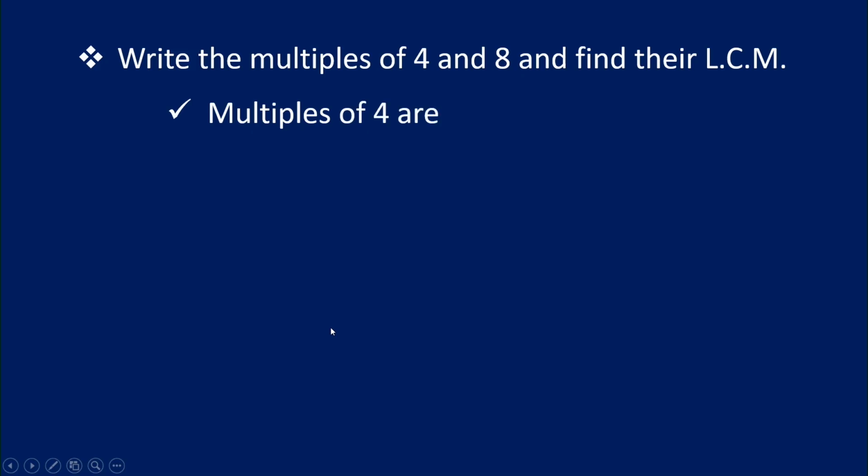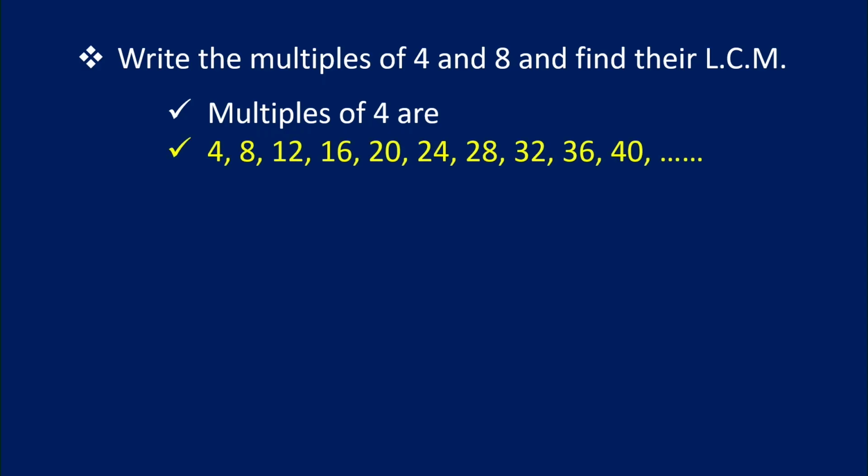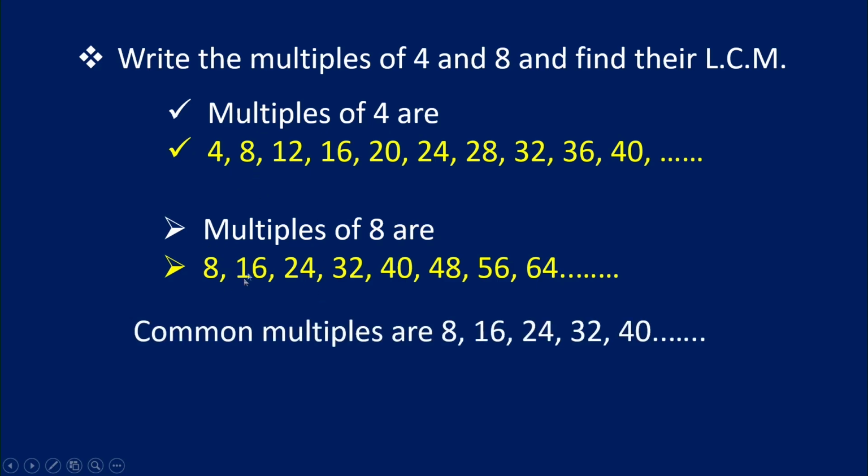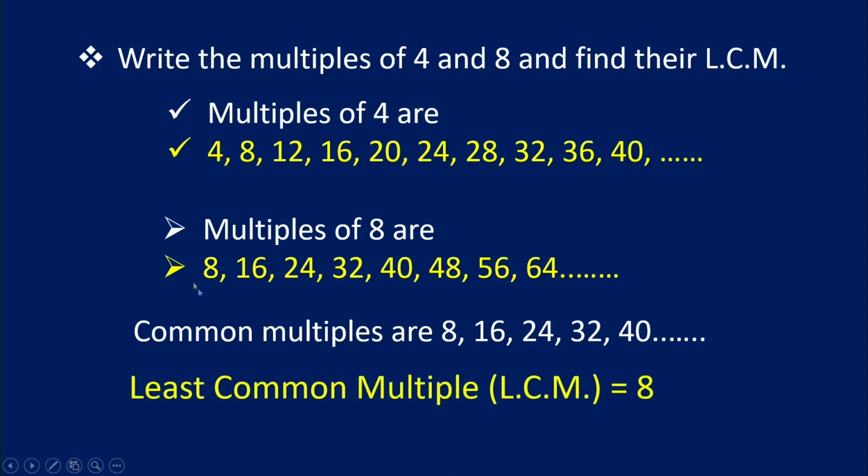4 and 8. Write the multiples of 4 and 8. Multiples of 4 already we have written. Those are 4, 4 into 2, 8, 4 into 3, 12, 4 into 4, 16, 4 into 5, 20 and so on. Now write the multiples of 8 here. Among these multiples, can you find the common multiples? Every multiple of 8 is a common multiple of 4 and 8 here. All these are common multiples of 4 and 8. Hence the least common multiple is 8 here.